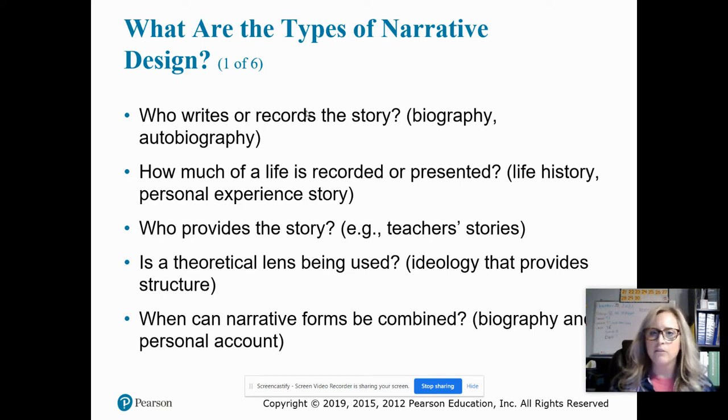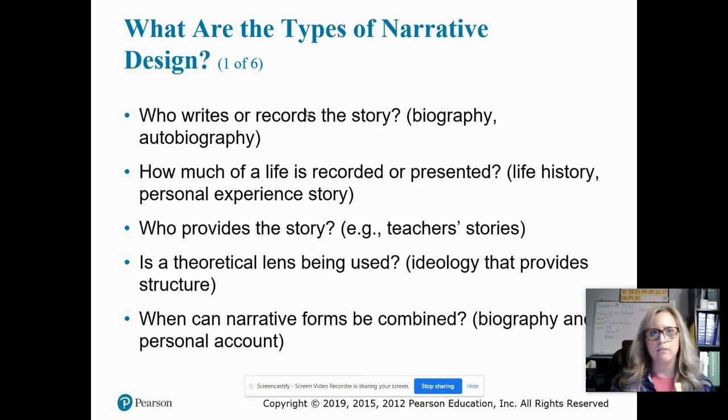Who's providing the story? A lot of times you could do this with teachers and interview teachers and get their stories on what they're facing in the classroom. And is there a theoretical lens being used? A lot of times that will come out also in your study. And lastly, when can narrative forms be combined?